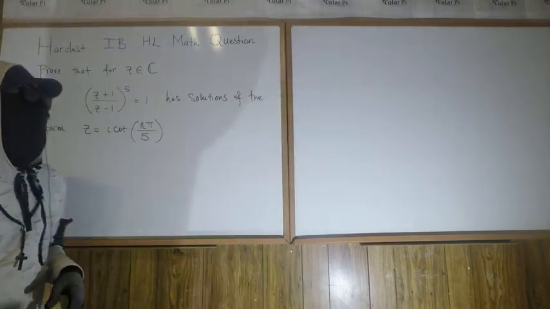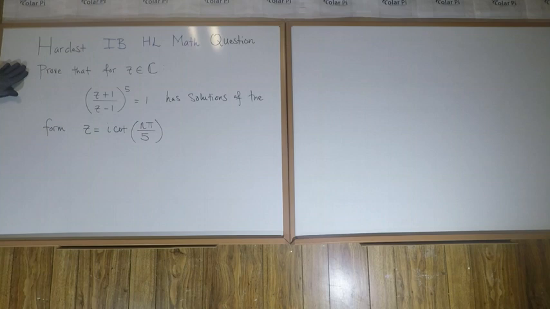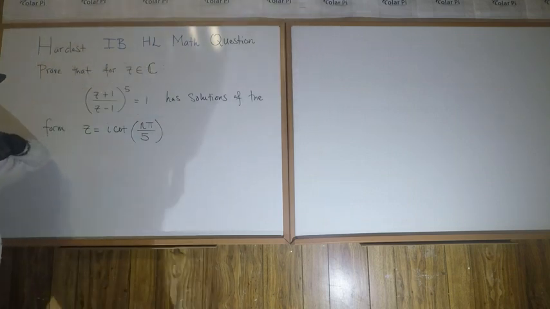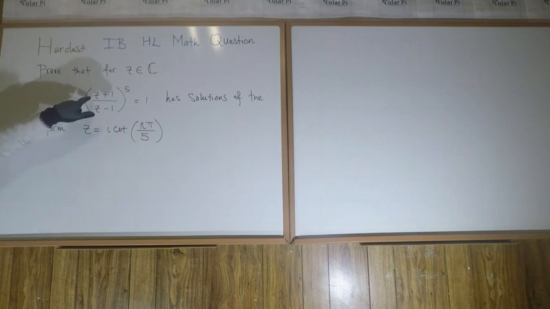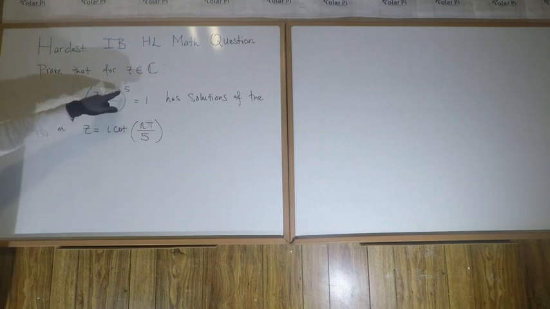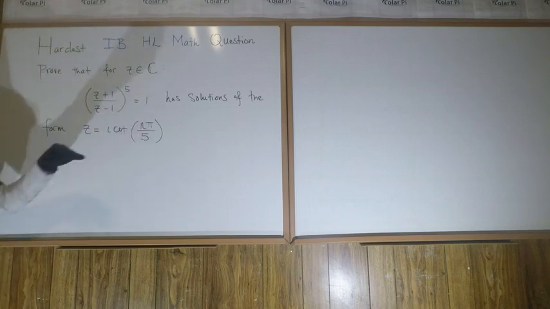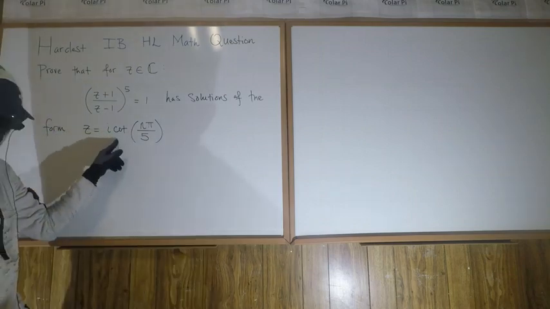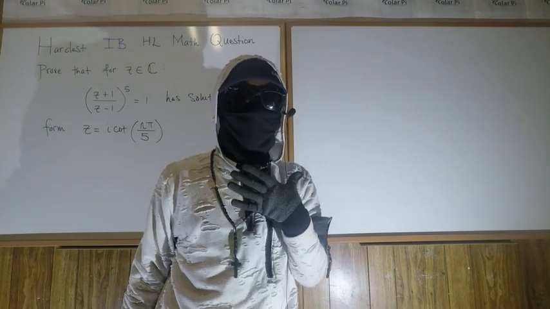Okay, so let's start. What we have to show or prove is that for a complex number z, that's what z in C means, the equation (z+1)/(z-1) to the 5th power equaling 1 has solutions of the form z equals i times cotangent of n pi over 5. How do we do this?